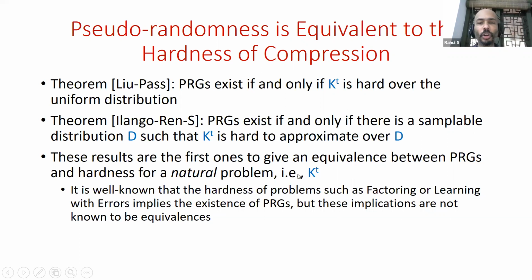It's been well known for a long time that the hardness of problems such as factoring, learning with errors, and lattice problems implies existence of PRGs. But these implications are not known, or perhaps even believed, to be equivalences, while here you actually get equivalences with the hardness of natural problems.